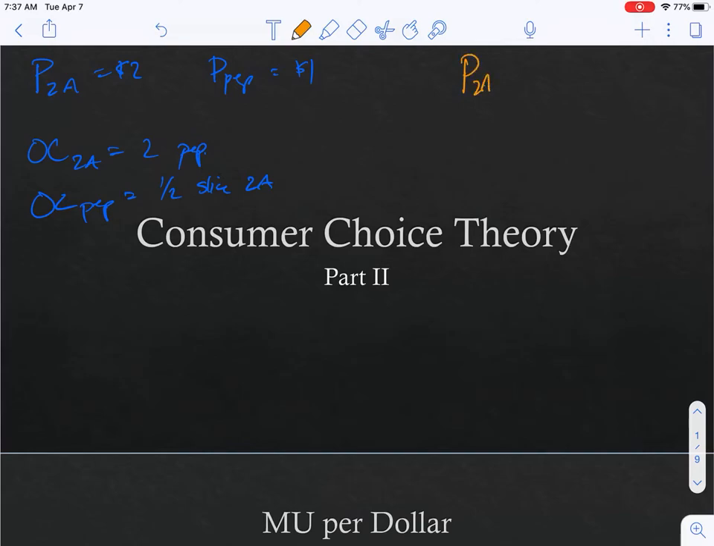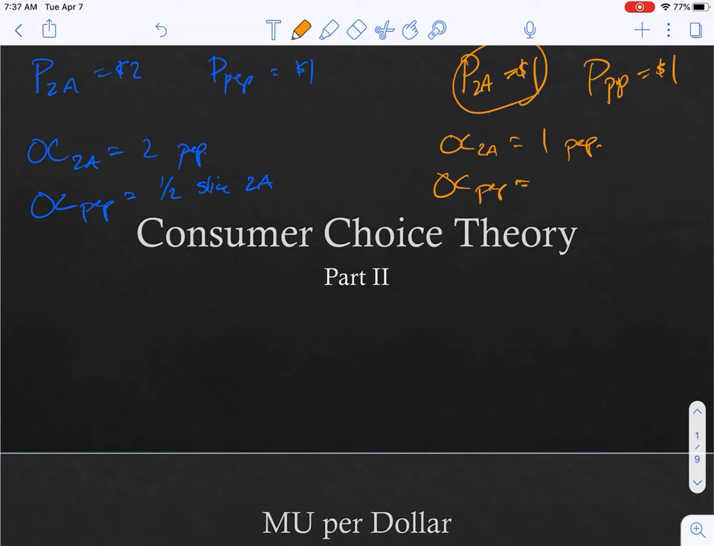Now we're being all fancy. We'll change the color. Under the new scenario, where the price of pizza is $1, and the price of Pepsi is also $1, then the opportunity cost of a slice of pizza, so that's OC sub za, is 1 Pepsi, and the opportunity cost of a Pepsi is how many slices of pizza? 1 slice of pizza.